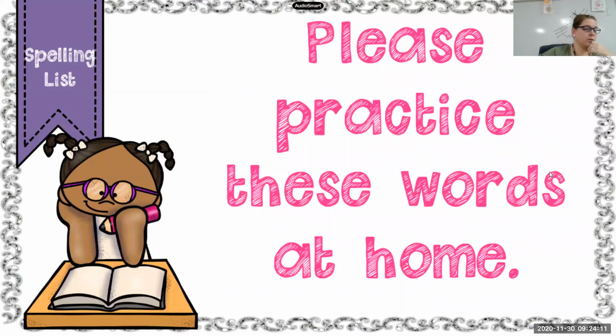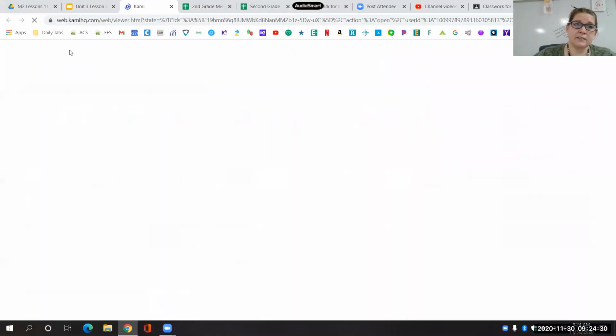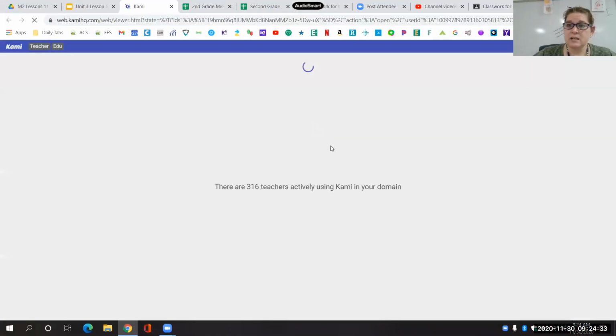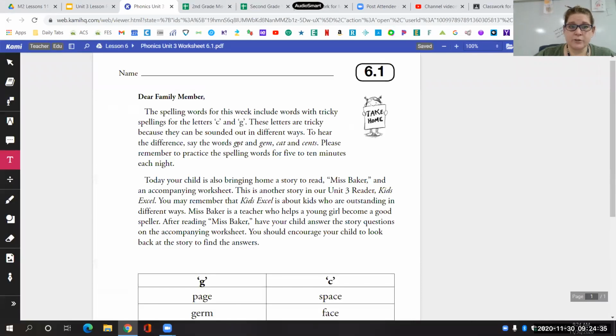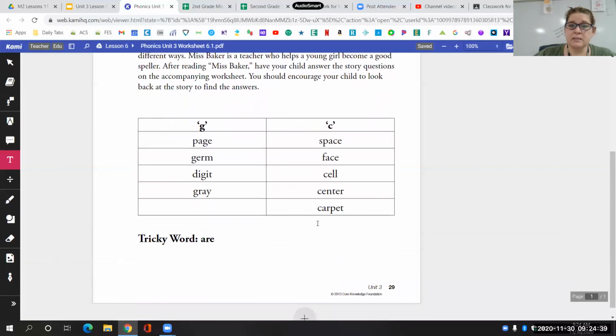All right, so we are going to make sure that you practice these words at home every night, guys. Practice them, even if you just write them on a whiteboard or use magnetic letters or write them on a piece of paper or spell them out loud. You need to make sure you're practicing them every night, please. All right, so here is your spelling list that you will find on the Google Classroom. It's the letter for your parents, and then down here at the bottom, it is your list of spelling words.